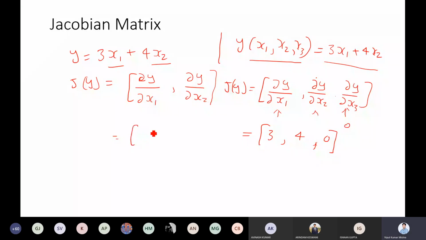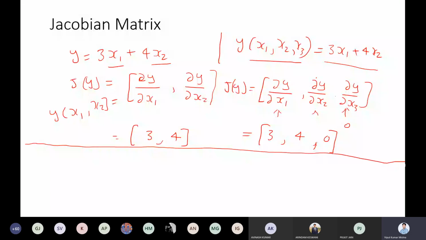In this case, if we say y is with respect to x1 and x2 only, then it will become 3 and 4. This is your Jacobian matrix, a simple Jacobian matrix. Getting everyone? Any doubt on this? Guys, any doubt? No, sir. Okay, great.